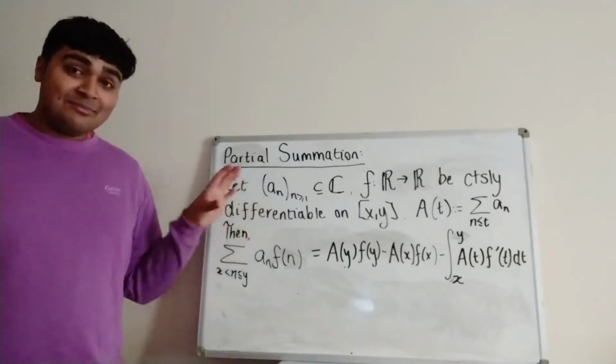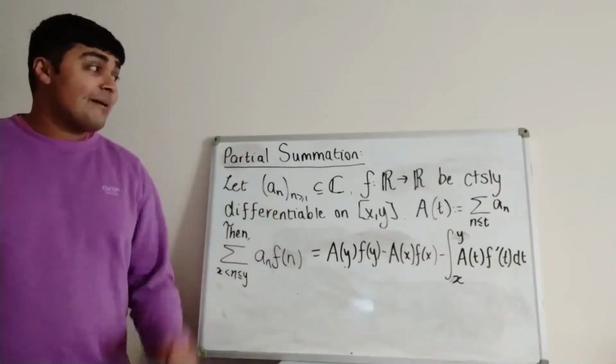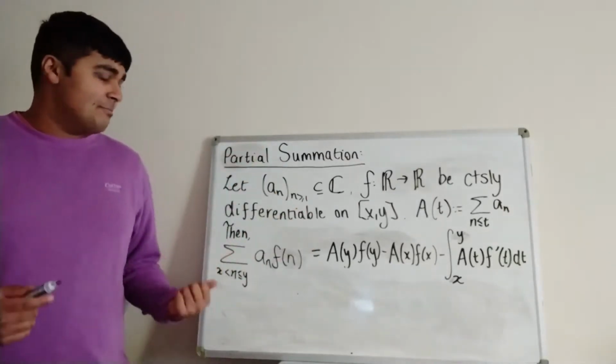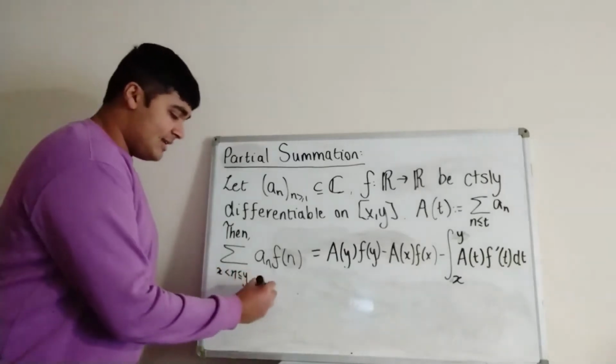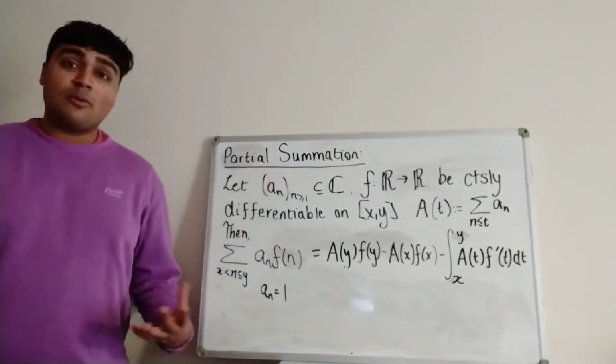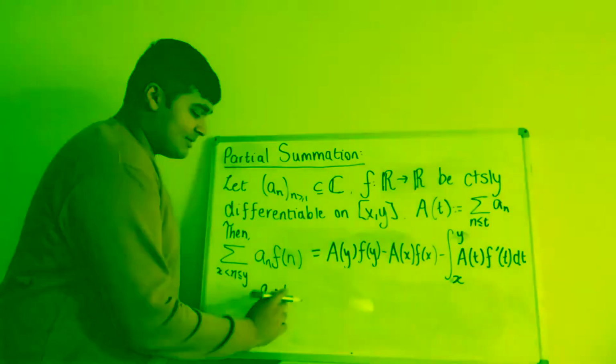Now, as I said, I'm not going to prove this in today's video, but it's not too difficult to go ahead and look up. But what we want to do is use this lemma to try and understand the Riemann Zeta function a bit more. So what we're going to do is define a_n to be equal to 1. So it's a very simple sequence of complex numbers where every term is just 1. Okay, then what is capital A of t?